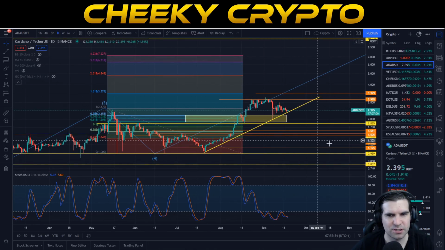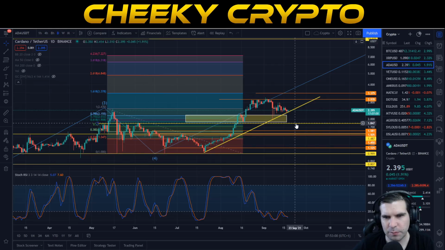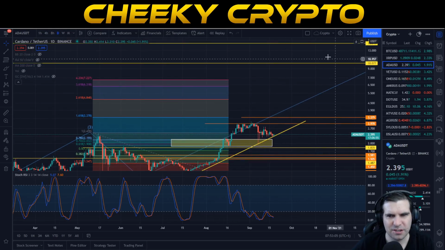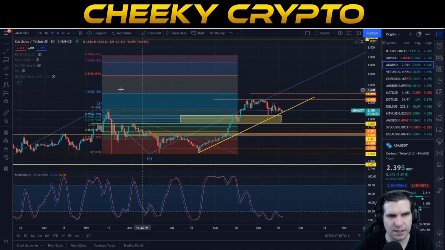So ultimately, the daily chart's looking pretty good. Obviously, a triangular wedge has formed if we can keep the support of this trend line. We've got good progression with our Fibonacci areas. The 4.236 is obviously only at $7.22, but it's a good target to be aiming for. And I do think we're going to be pushing up a little bit further than that anyway.